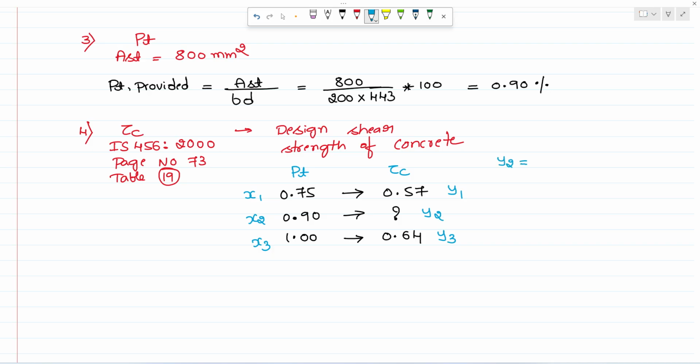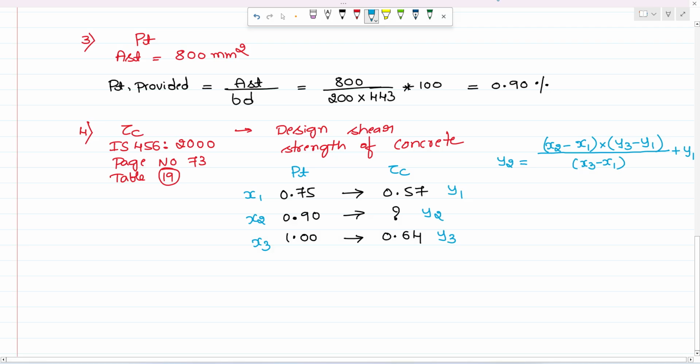You can use the formula for linear interpolation. So y2 equals, what is the formula? x2 minus x1 multiplied by y3 minus y1, divided by x3 minus x1, plus y1. So this is the formula for linear interpolation. Or you can calculate tau c by using the calculator. So I will do it by using the calculator.